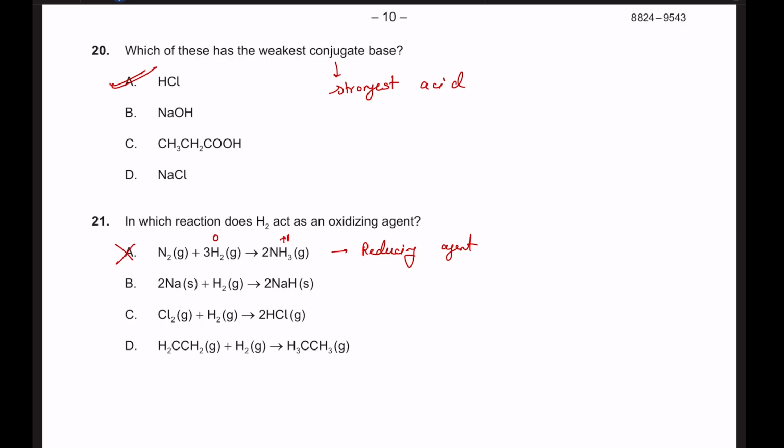Second one, H2 has 0 oxidation state here. But in NaH, Na has +1, hydrogen has -1. So the oxidation number of hydrogen decreases from 0 to -1. 0 to -1 means it's getting reduced. If it's getting reduced, it is the oxidizing agent. The answer is option B.